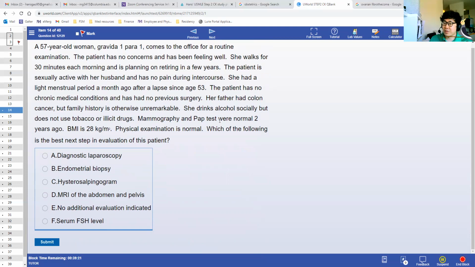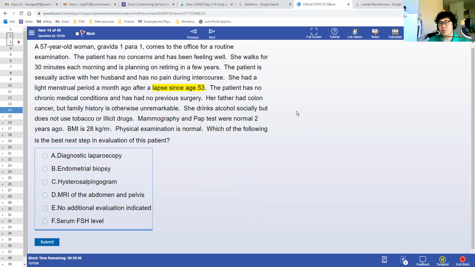Which of the following is the next best step in this patient? All right, so this is a workup question. 57-year-old G1P1. She's been feeling well, walks, plans on retiring, sexually active, no pain in intercourse, last menstrual period months ago after a lapse since age 53. Yeah, that's a little bit alarming. Whenever a patient who's postmenopausal comes in and randomly has a period, it needs to be worked up. It could be endometrial cancer.